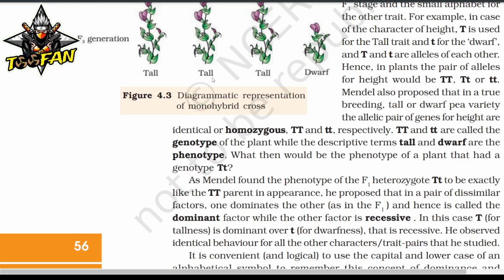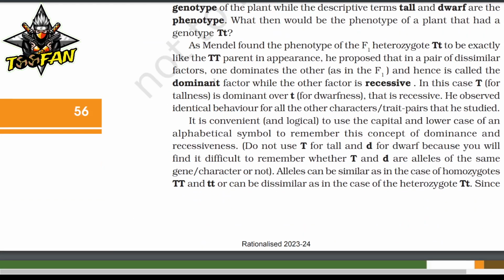He observed identical behavior for all other character trait pairs that he studied. It is convenient to use a capital and lowercase alphabetical symbol to remember this concept of dominance and recessiveness. Do not use capital T for tall and D for dwarf, because you will find it difficult to remember whether capital T or D are alleles of the same gene or character or not. Alleles can be similar, as in the case of homozygotes, capital T capital T or small t small t, and dissimilar in the case of the heterozygous capital T small t.